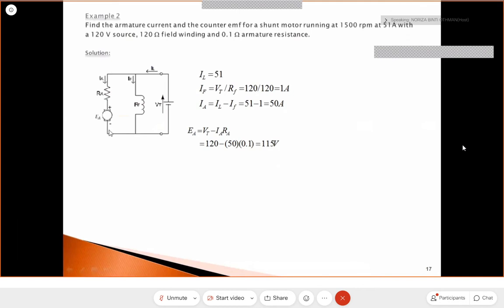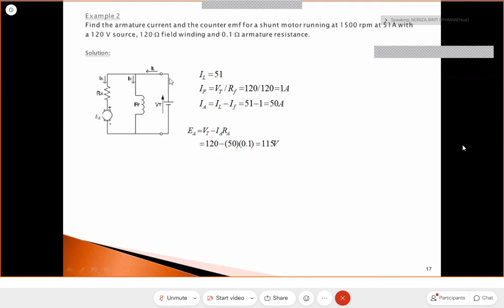Okay, so kalau you tengok here, ini apa ni? What type of connection dia? Motor. Okay, sebab current dia ke sini kan, motor. Shunt motor. So dia dah mention shunt motor. So here dia bagi the line, the motor running at 51 ampere and the source 120. Maksudnya VT ni, source ni is terminal. Kat sini 120 volt and then current dia adalah 51. So from here kita tahu IL equal to 51. So kita boleh determine IF. So IF equal to VT 120 divided by RF. RF dia adalah 120 ohm. 120 volt divided by 120 field.